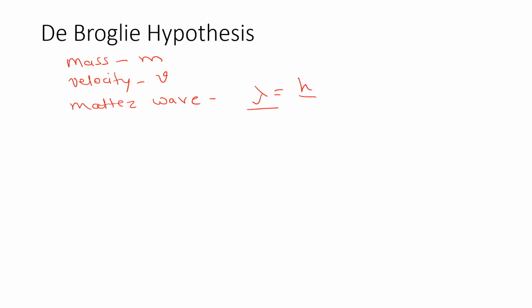We know that a particle of mass m moving with a velocity v has a wave associated with it, which is called a matter wave. The wavelength of which, by the de Broglie hypothesis, is given by lambda equal to h upon p, which is equal to h upon mv, where mv is the momentum of the particle.